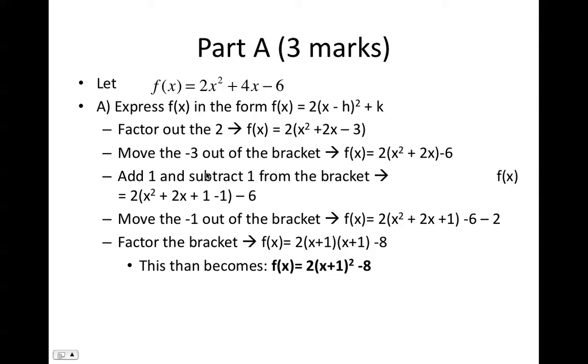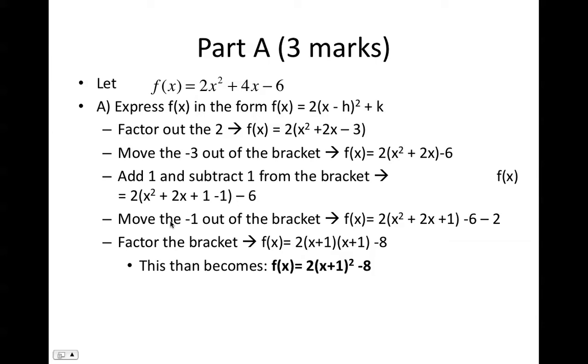Then our next step would be to add 1 and subtract 1 inside the bracket. This is because you take the number with the coefficient, divide it in half, and whatever number you get there, you square it. So basically, half of 2 is 1, and then 1 squared is 1. So you add 1 and subtract 1, and then minus 6.